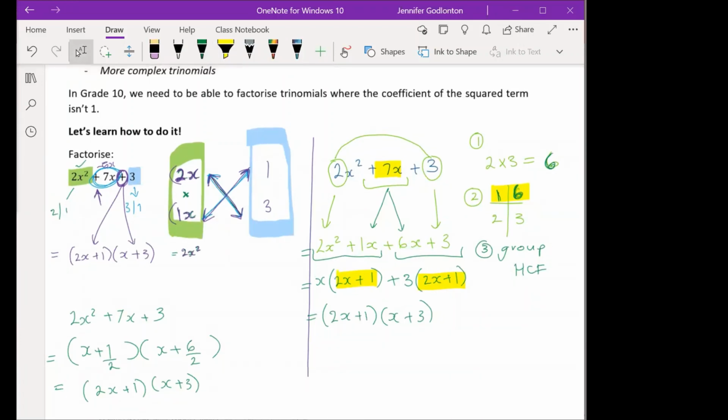Who has questions about the second method for me? No, it's okay if you're feeling confused, don't panic. Avuzwa, do you have a question on the second method?